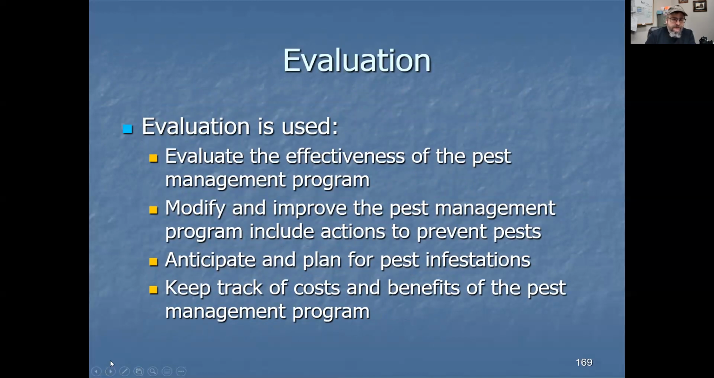And then evaluation. You're going to evaluate the effectiveness of the pest management program. Modify and improve the pest management program. Include actions to prevent pests. Anticipate and plan for pest infestations. And then keep track of costs and benefits of the pest management program.